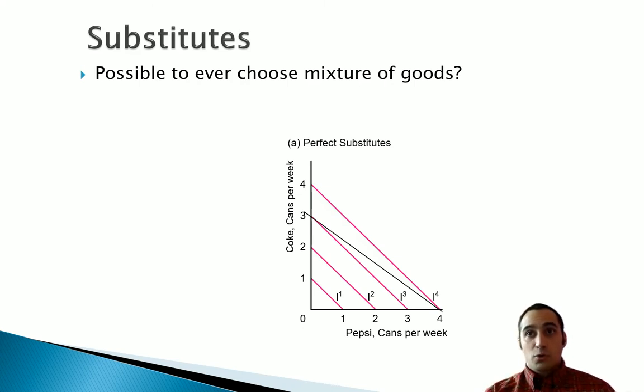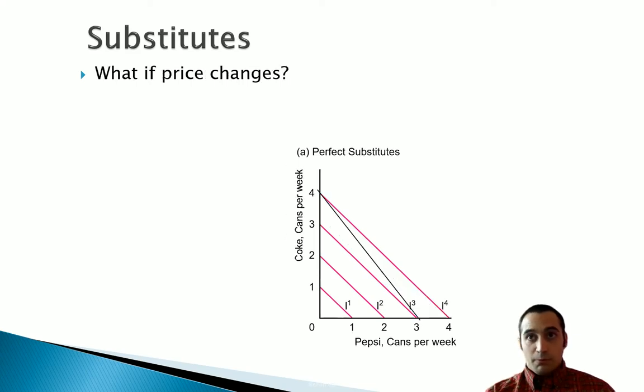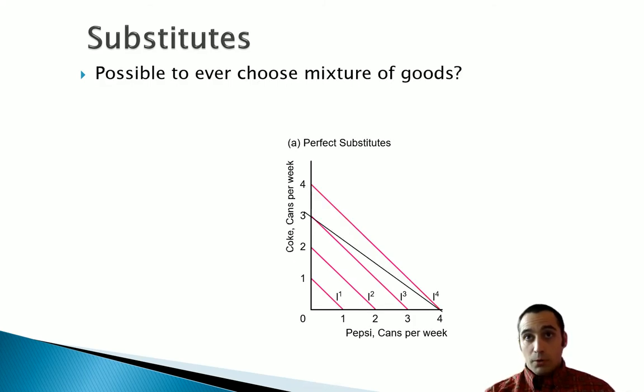Could I ever draw a different budget such that I consume a mixture of goods? See, before, when Pepsi was more expensive, I only bought Coke. Here, when Coke is more expensive, I only buy Pepsi. Could I draw this such that I could buy a mixture of the goods? Is there any way? Give it a think.